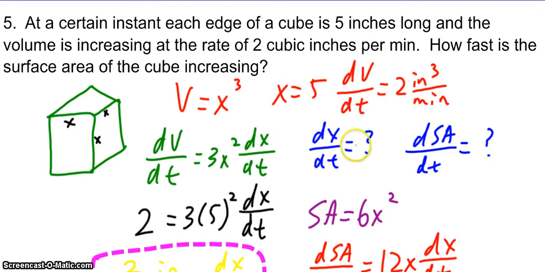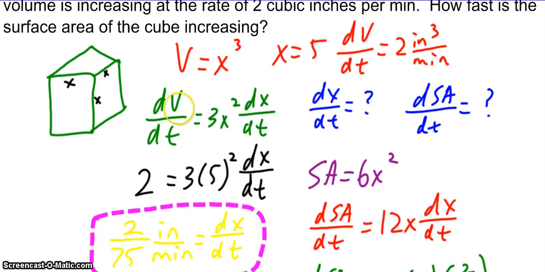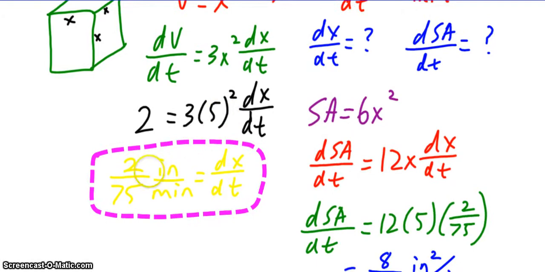We don't know dx/dt, and we're trying to find the rate of change of the surface area with respect to t. We know that the surface area equation is 6x squared. So first I have to use the volume equation to solve for dx/dt, then use the surface area equation to solve for dSA/dt. So the derivative of the volume is dV/dt equals 3x squared dx/dt. I know dV/dt is 2, I know x is 5, so dx/dt is 2/75 inches per minute.